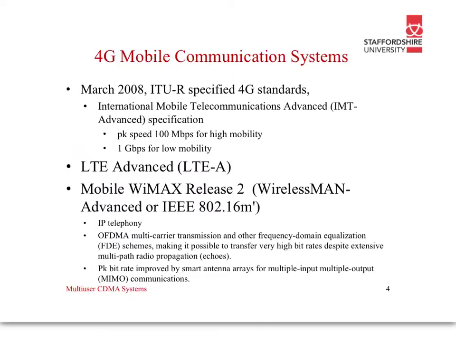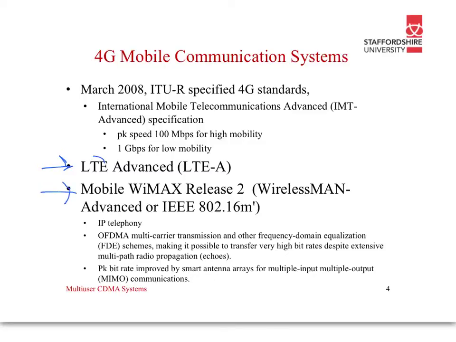So now 4G. 4G is aimed to have a peak speed of 100 megabits per second for high mobility users and 1 gigabit per second for low mobility users. These have been specified in March 2008 by the International Telecommunications Union Radio Unit, ITU-R, as IMT Advanced. There are two versions: long-term evolution, LTE Advanced, and also mobile WiMAX Release 2.